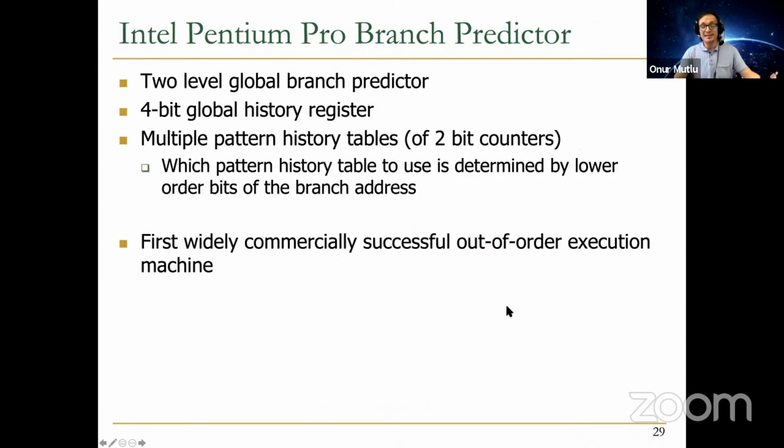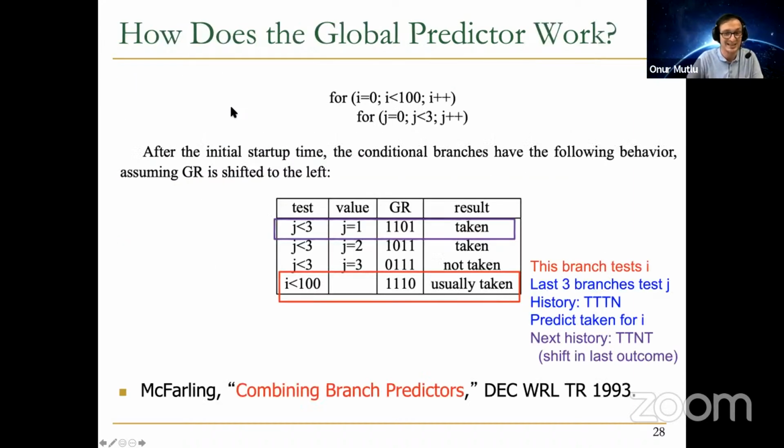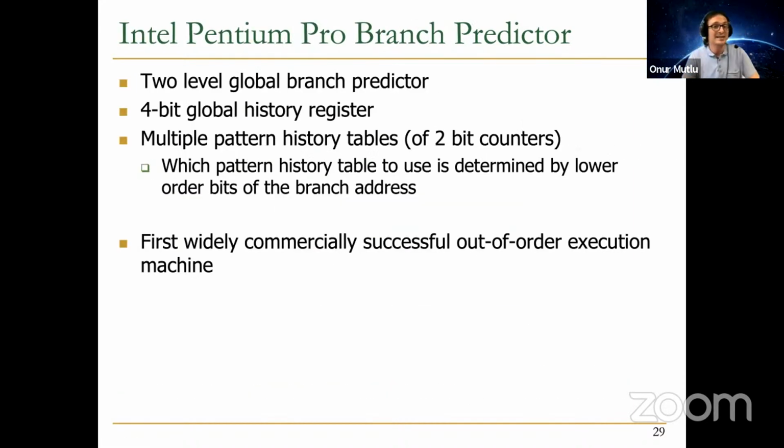Okay, so this idea of global branch prediction is actually implemented in the first widely commercially successful out-of-order execution machine, which is the Intel Pentium Pro. It has a 2-level global branch predictor. It has a 4-bit global history register, just like what we have seen over here. And it has multiple pattern history tables. Basically, instead of having a single pattern history table, they use 4 of them. Which pattern history table to use is determined by the lower order bits of the branch address. So they basically want to reduce the interference between different branches so that they can get better prediction accuracy. So clearly you have a design choice in terms of how you organize these tables.